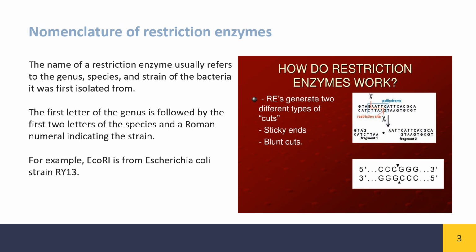For example, if we take the restriction enzyme EcoRI, Escherichia is the genus of the organism, coli is the species, and R is the strain, that is, RY13 is the strain of the organism, and I is the order of discovery.